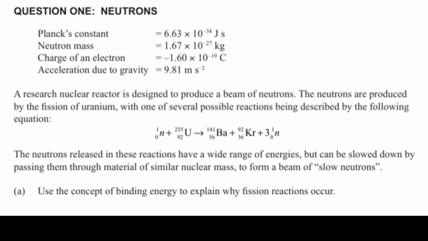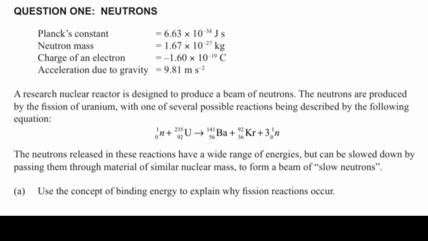Question 1a. A research nuclear reactor is designed to produce a beam of neutrons. The neutrons are produced by the fission of uranium, one of several possible reactions being described by the following equation: neutron and uranium-235, resulting in barium-141, krypton-92, and 3 neutrons. The neutrons released in these reactions have a wide range of energies, but can be slowed down by passing them to material of similar nuclear mass to form a beam of slow neutrons.